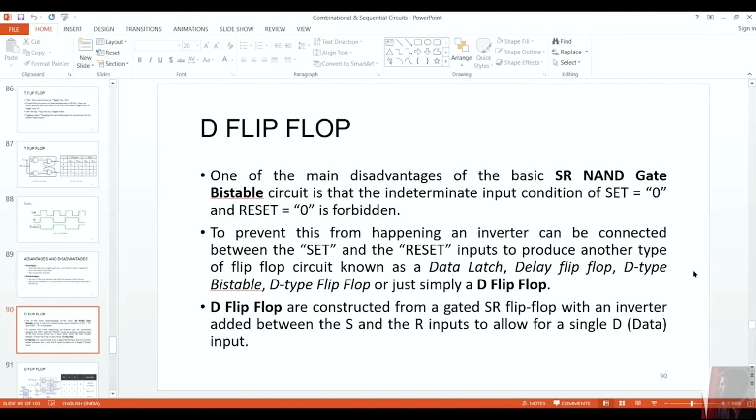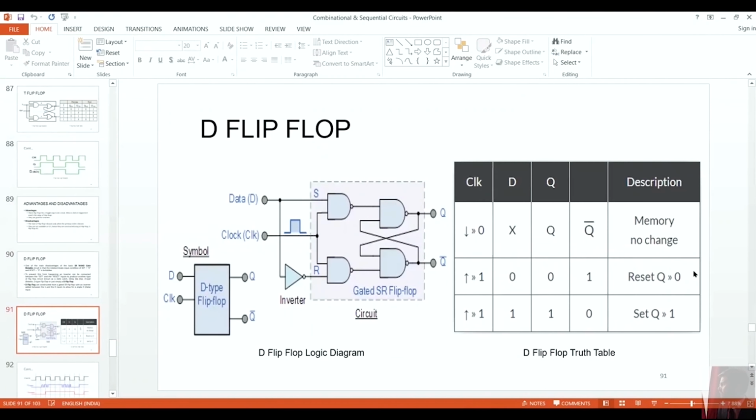Now let's go back to D flip-flop, which is a NAND gate bistable circuit, in which the reset condition is forbidden. It is also known as data latch, delay, bistable, or simply D flip-flop. It is constructed from the SR gated flip-flop, but an inverter is connected. That means S and R are connected with a NOT gate, so whatever input is given, say 0 is given as set, at R it would be 1.